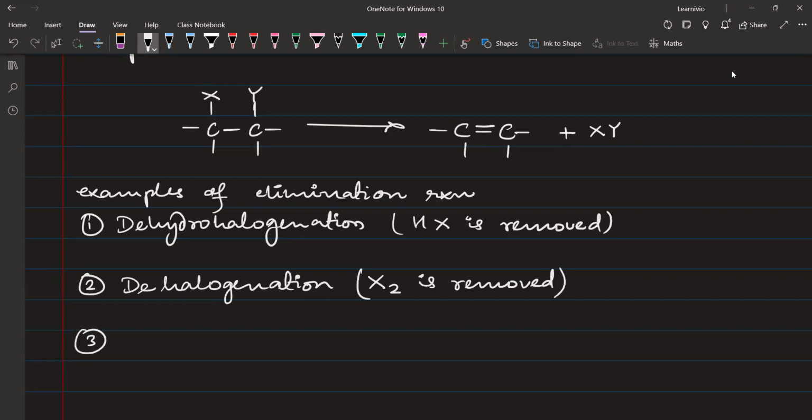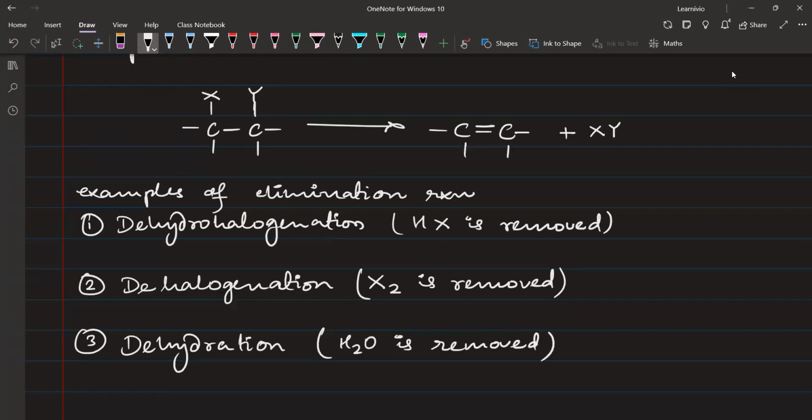And the third, which we are going to learn in the next chapter, is dehydration. In dehydration, what happens? Water is removed from the overall molecule. If I look at the carbon atoms specifically, one carbon will have OH and the adjacent carbon will have hydrogen. We remove OH and H, that means H2O, from the molecule. So H2O is removed in dehydration. We will learn dehydration in the next class.